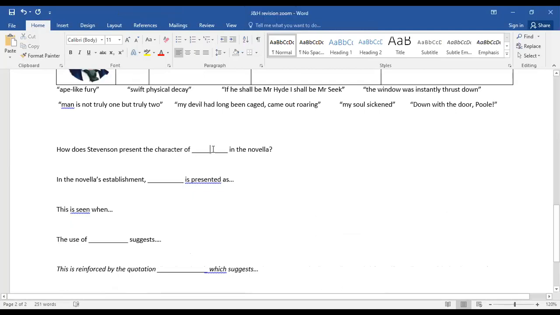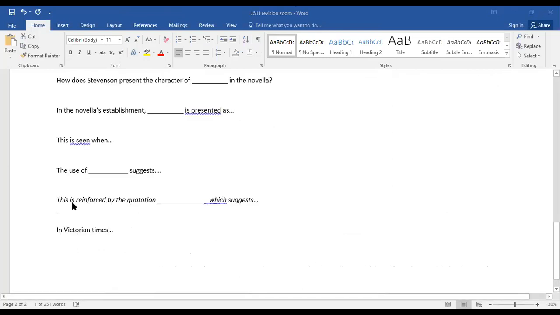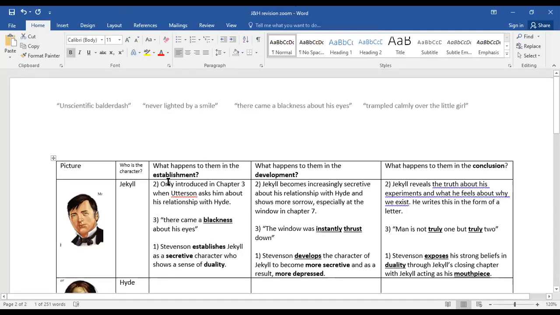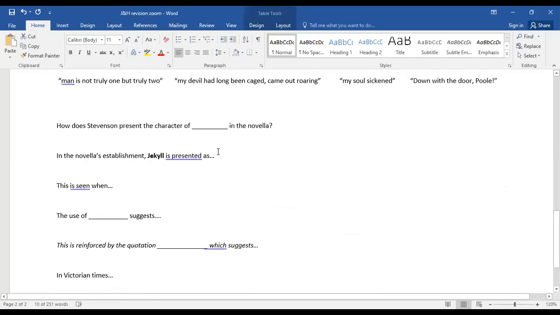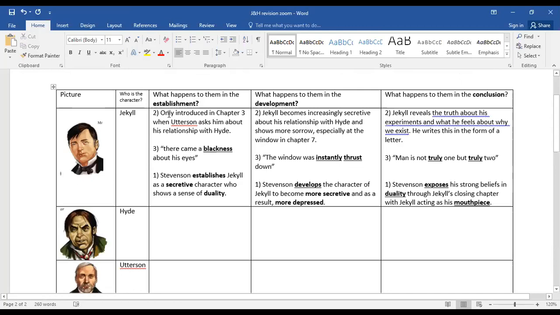In the novella, the character of blank. So in this case, we're going to talk about Jekyll. And this is what establishment Jekyll is presented as. And we can look back: Jekyll is presented as a secretive character who shows a sense of duality. That is my opening sentence. That is a lovely opening sentence because I'm taking it from the start and I'm linking it to a key theme. This is seen when, and I'm going to take this quotation, we want to say when it happens.